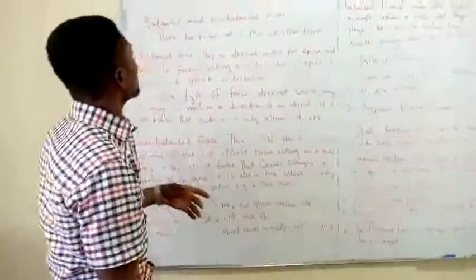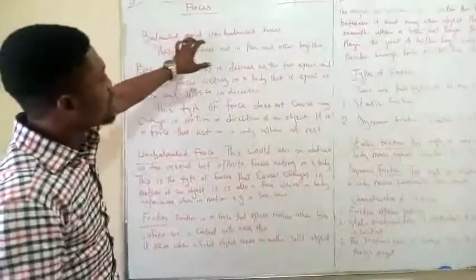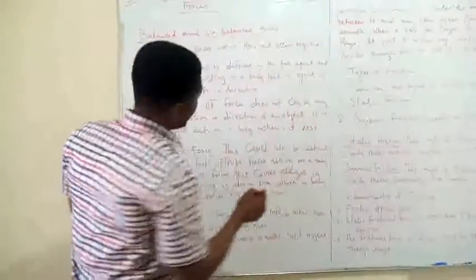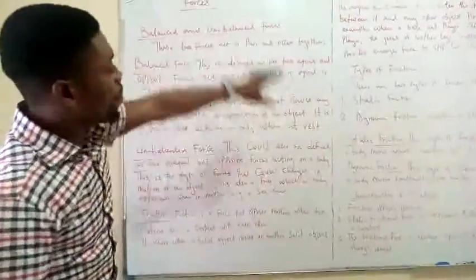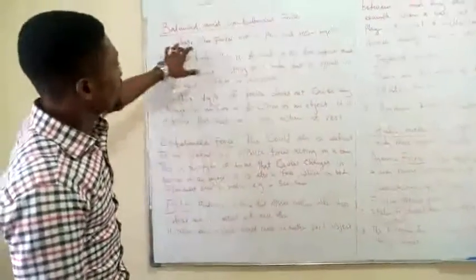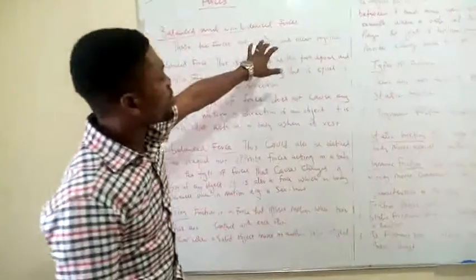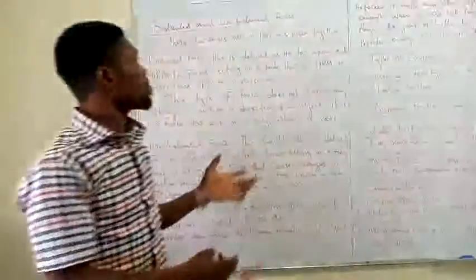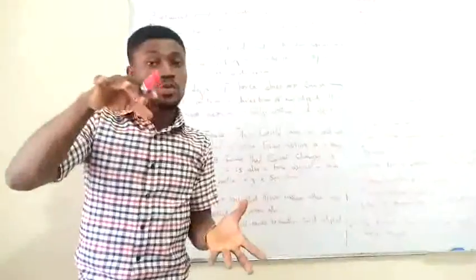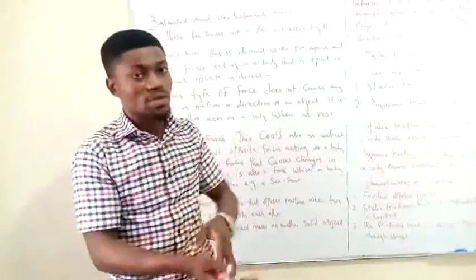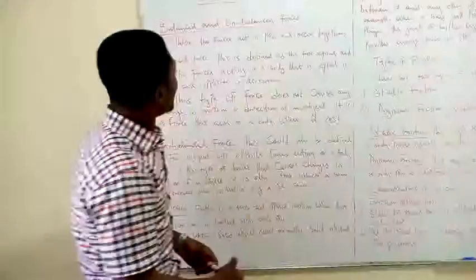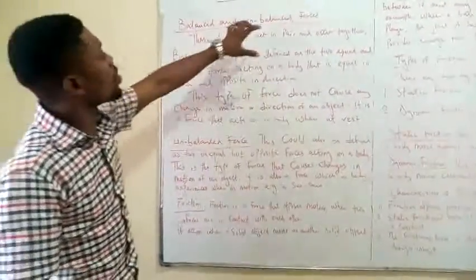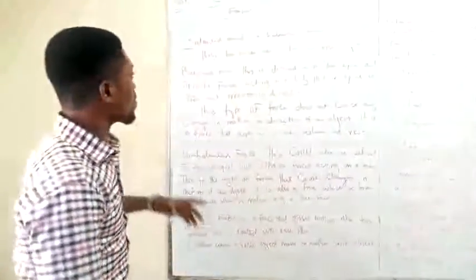So for today, we'll be looking at balanced and unbalanced forces. Now, these two forces act in pair and occur together. In pair simply means that most times we must have a balanced and unbalanced force for it to work together. So let us first look at what a balanced force is and what an unbalanced force is as well.